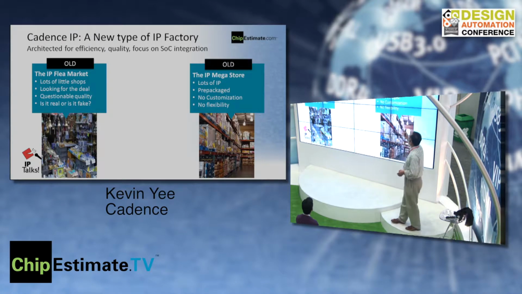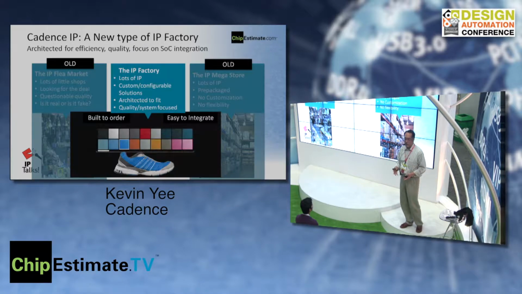Then you go to the opposite end, the mega stores. That's your Costco. You go off the shelf and there's a lot of IPs, and it's what you have off the shelf, and that's great. And if it fits your design, that's great. But if it doesn't, there's not a whole lot of flexibility a lot of times. There's not a lot of customization. So a lot of times you have to design your SoC around that IP.